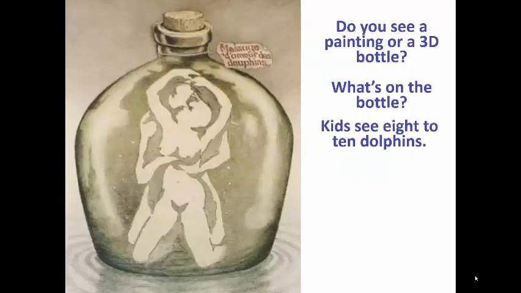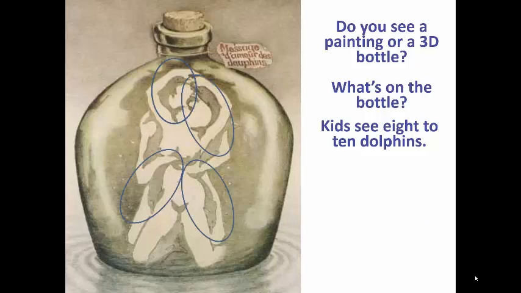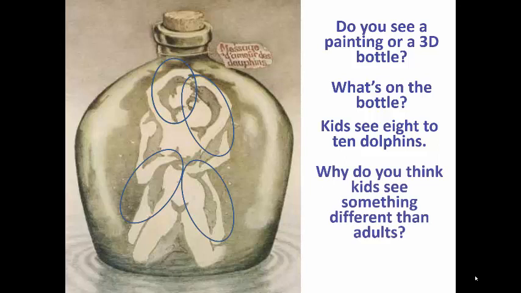So take a look at this bottle. What picture do you see on the bottle? Kids see 8 to 10 dolphins. You can see them there. But what did you see? You probably saw a man and a woman in an embrace, and they're nude. So why do you think kids see something different than adults? Probably because kids have a different perceptual set and they have different expectations. They're doing top-down processing.